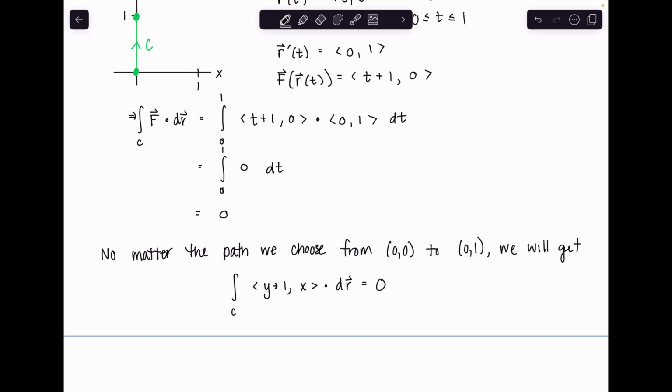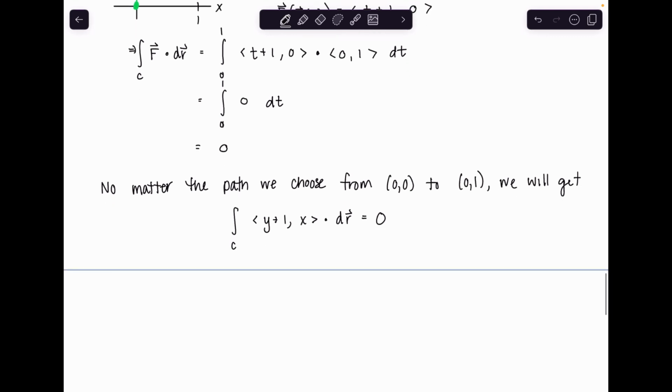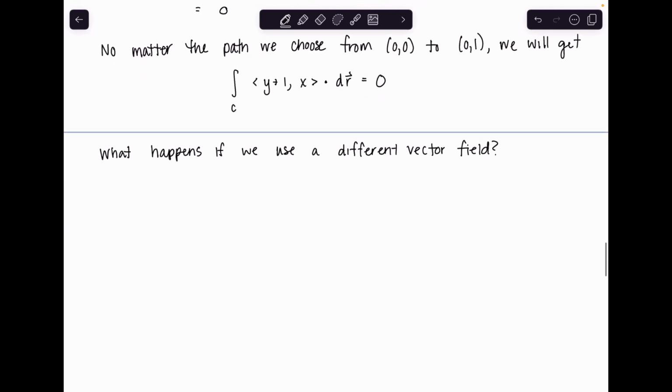So what I want to do is naturally ask, well, is this always going to happen? What happens if we use a different vector field? So let's try it out with 2 examples. Let's let the vector field f be given by y, 0.